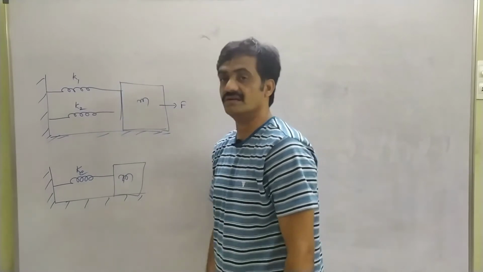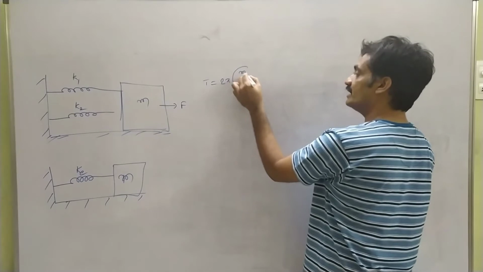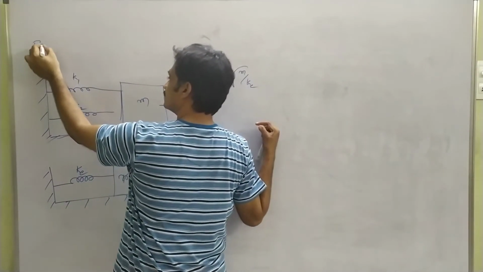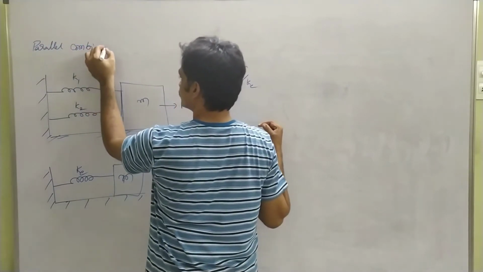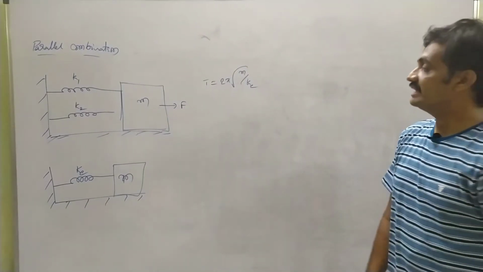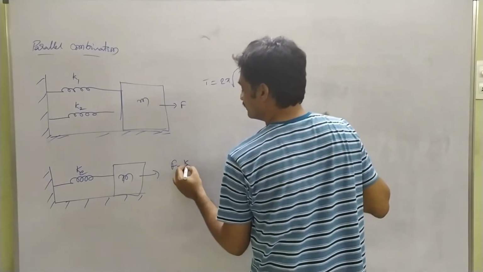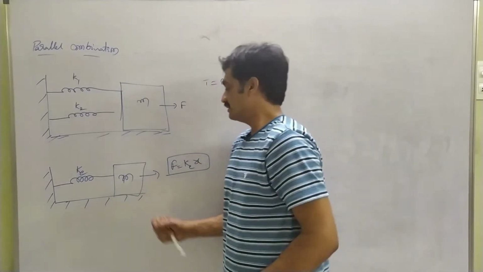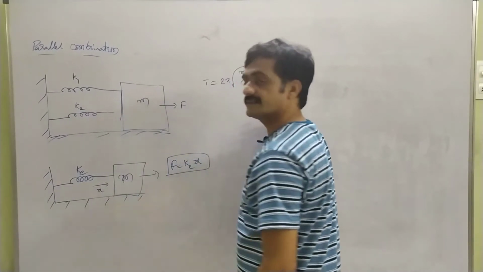Now we have to represent the value. We know that the time period is given as T equals 2 pi under root of m by k suffix e. As you observe, the force acting in this case is represented as F equals k suffix e into x. After that, the body is displaced by x.